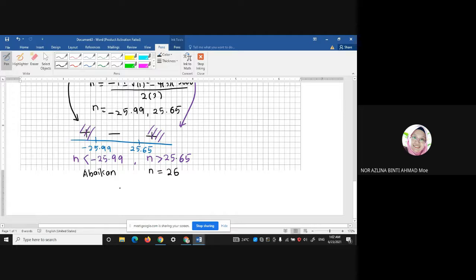So the minimum number of days to make more than 1000 holes is 26 days. Okay, that is the answer. So I hope you can understand example 8.